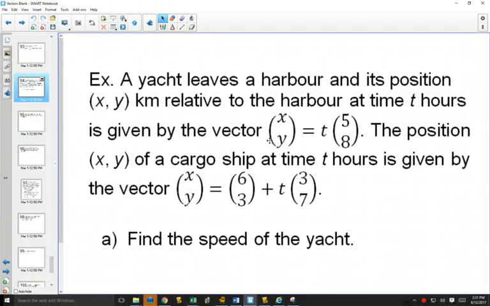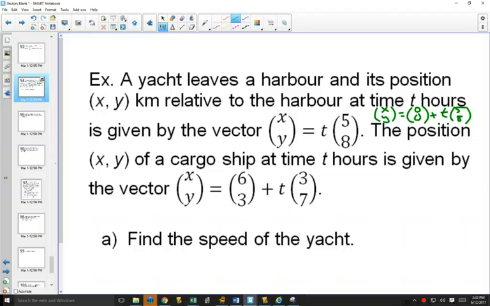We have a yacht leaving a harbor with position vector x, y in kilometers relative to the harbor at a time t. So this equation makes sense. You could have x, y equals 0, 0 plus t times 5, 8 if you like, and that 0, 0 would represent that it's right at the harbor to begin with.